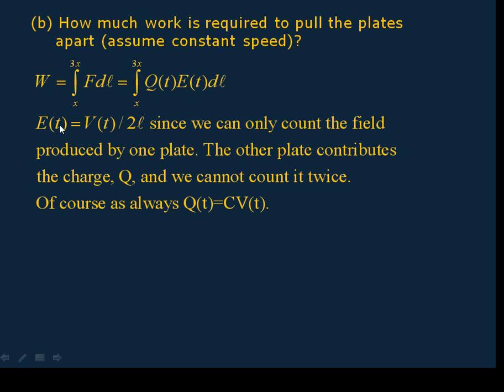And the electric field, of course, is equal to the potential difference divided by the distance, and in this case we have to consider only half the potential difference, since we can only count the field produced by one plate. The other plate contributes the charge. We cannot count it twice. Of course, the capacitor equation is always true: Q equals C times the voltage.